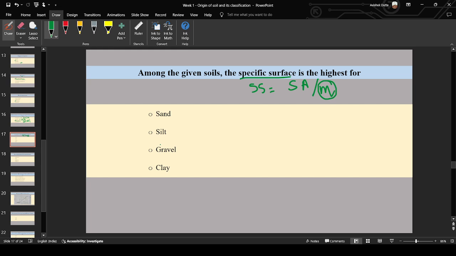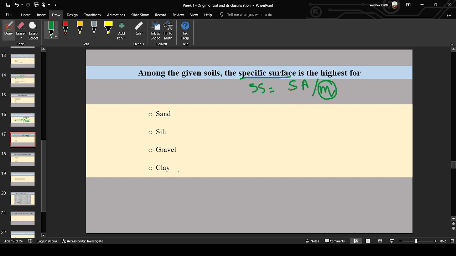So larger the number of particles, more is the surface area per particle and more is the surface area of the overall soil mass. I repeat, larger the number of particles in a given mass of soil, more is the surface area of the entire soil mass. So if mass is constant for all this soil, then surface area will be highest for the soil which has the largest number of particles. In other words, which has the lowest particle size. So lowest particle size is clay.